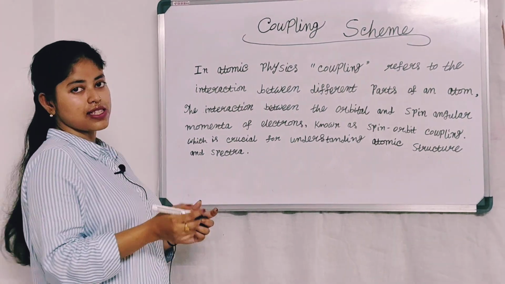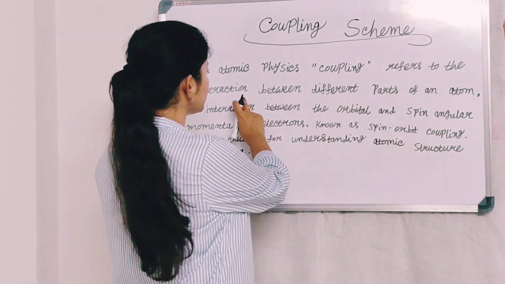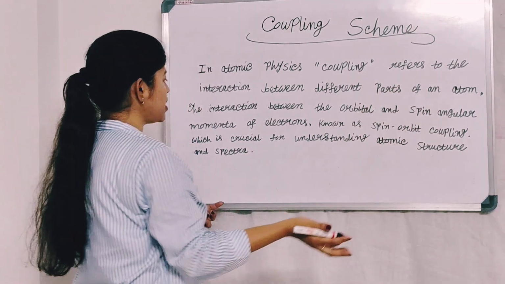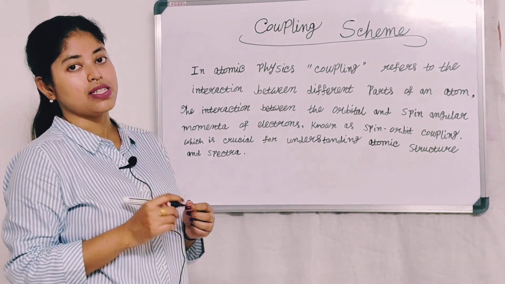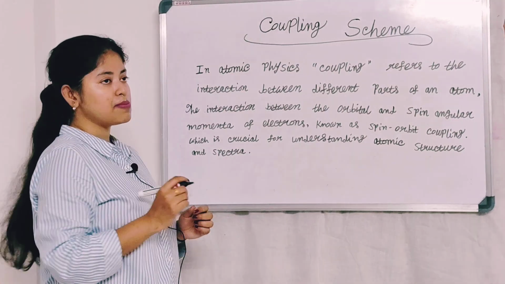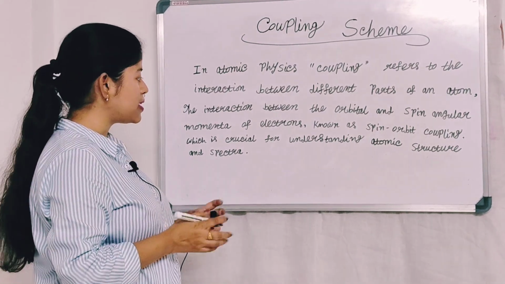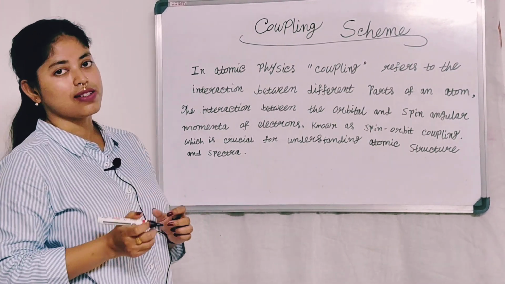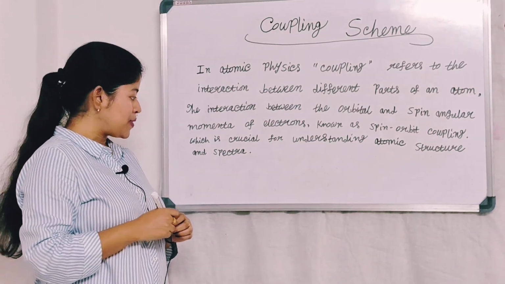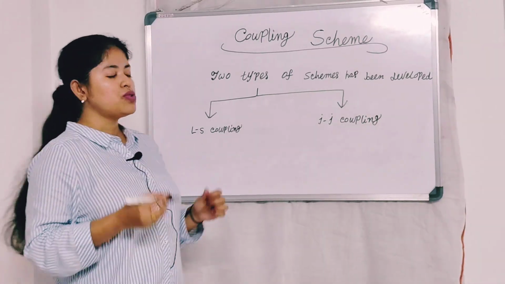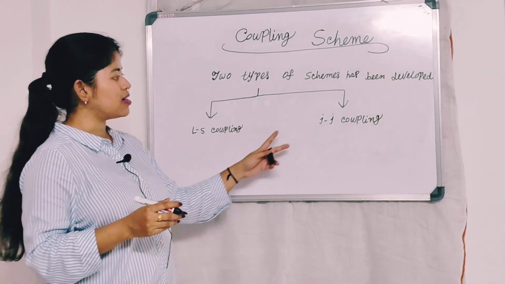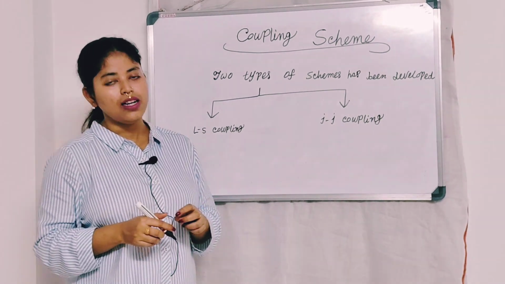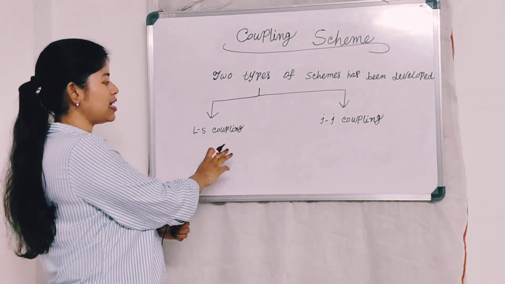In atomic physics, coupling refers to the interaction between different parts of an atom. The interaction between the orbital and spin angular momentum of an electron is known as spin-orbit coupling, and these coupling schemes are crucial to understand atomic structure and spectra. Now, two types of coupling scheme are there: one is LS coupling and the second is JJ coupling. First, we're going to talk about LS coupling.